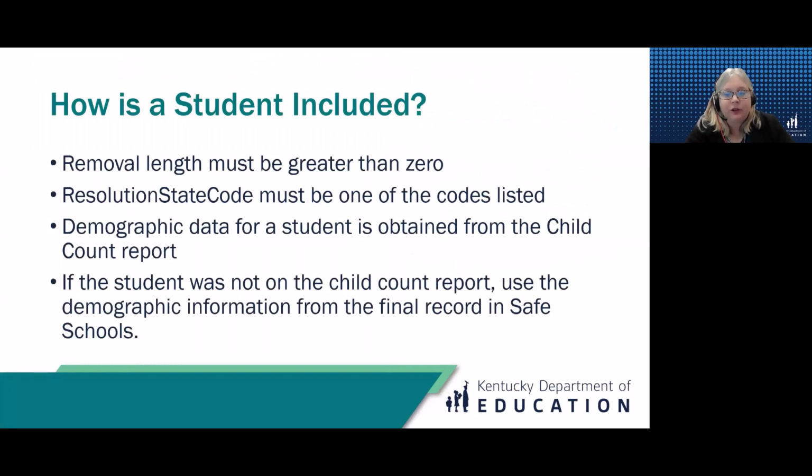So how a student is included, and you don't necessarily think this is important until it is. When districts get identified with significant disproportionality or significant discrepancy, they always want to know how students are included. So again, the Safe Schools report is the official report that we use. Any student who has a sum of removal lengths greater than 0, or any removal greater than 0, any removal length of 0 will be removed. So only students who have a removal length greater than 0 will be included.